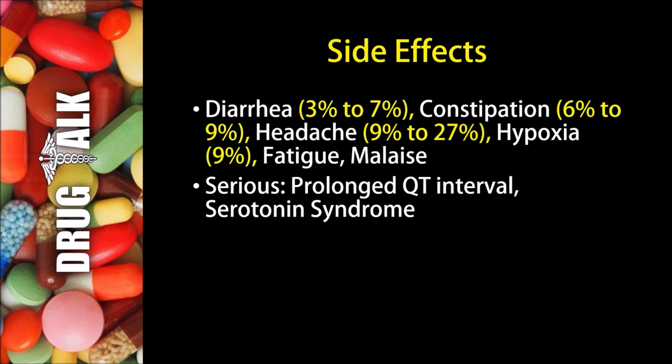Now, as with all medications, there are some side effects or adverse reactions that patients may experience while using Ondansetron, so I'll go over some of those here now. 3 to 7% of patients may experience diarrhea, while 6 to 9% may experience constipation. A headache may occur in 9 to 27% of patients, and hypoxia may occur 9% of the time. Patients may also experience fatigue or malaise. Now, some more rare but serious side effects would be a prolonged QT interval or serotonin syndrome.